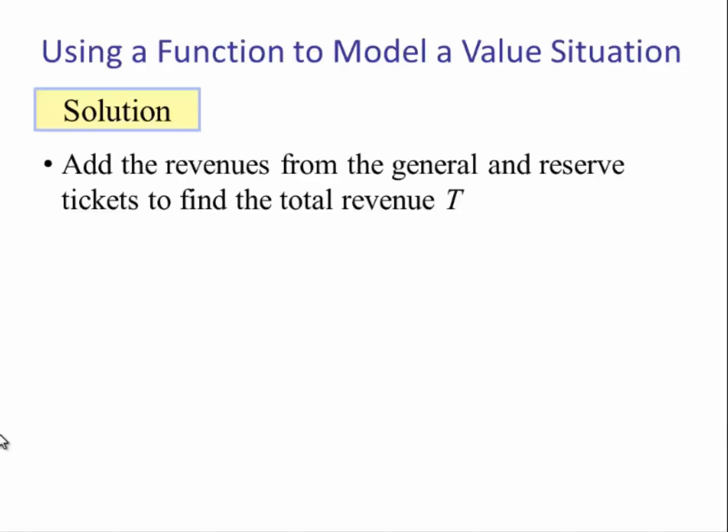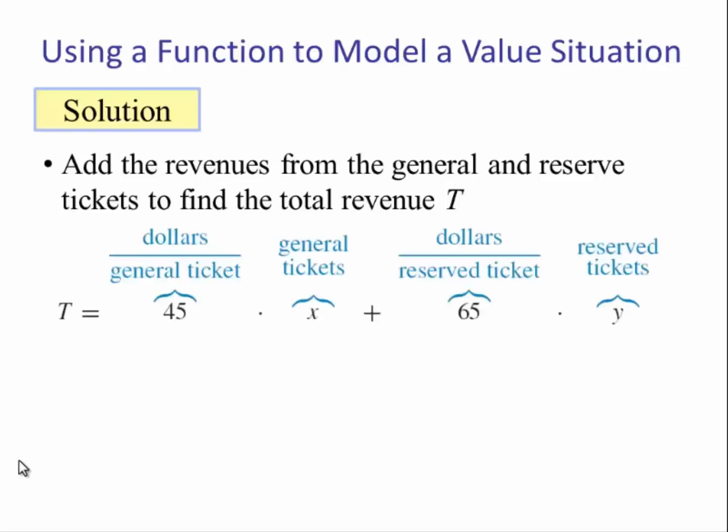Solution: add the revenues from the general and the reserve tickets to find the total revenue T. Again we apply the total value formula: the cost of the general ticket times the number of general tickets, which is X, plus the cost of the reserve tickets times the number of reserve tickets, which is Y. So we have T equals 45X plus 65Y. Now we have T in terms of both X and Y.